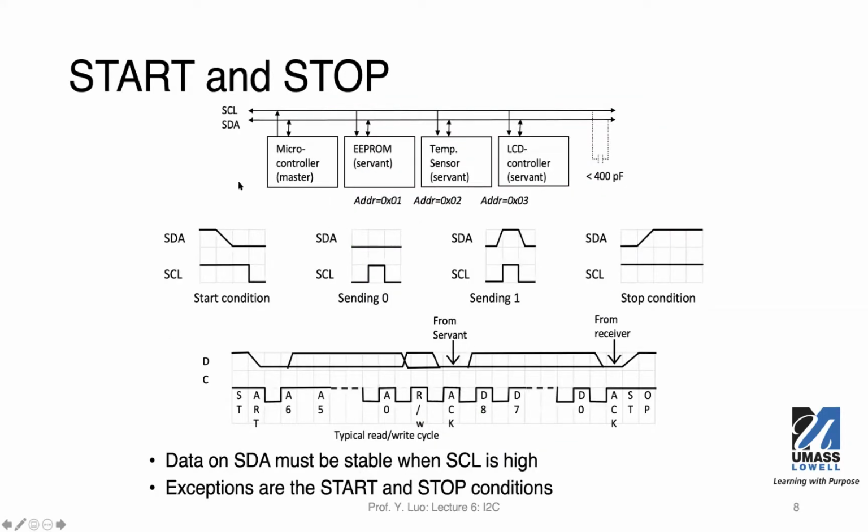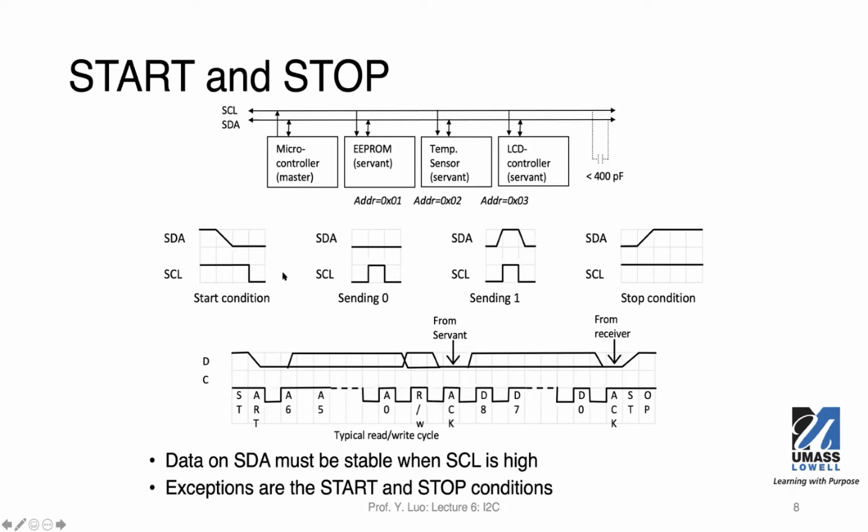This is another example where we have this I2C bus, and we have a few things on the bus. We have a microcontroller, which functions as a master. We have 3 I2C devices functioning as slaves. We have an EEPROM, which is a read-only memory. We have a temperature sensor, and we have an LCD controller. So all these 4 components are connected to the bus, and only the master will be able to initiate the transfer.